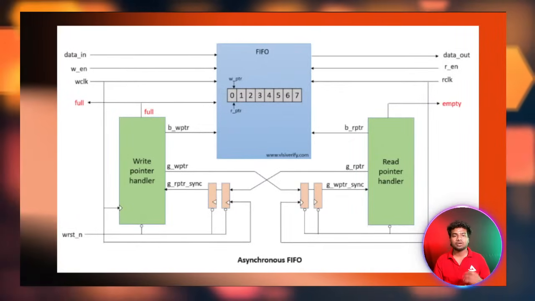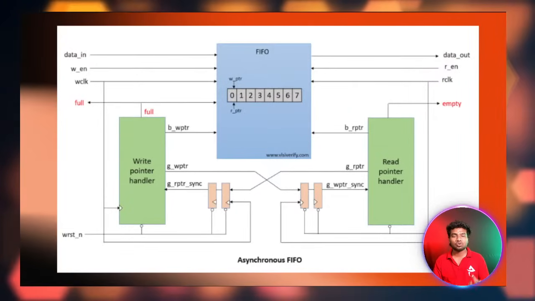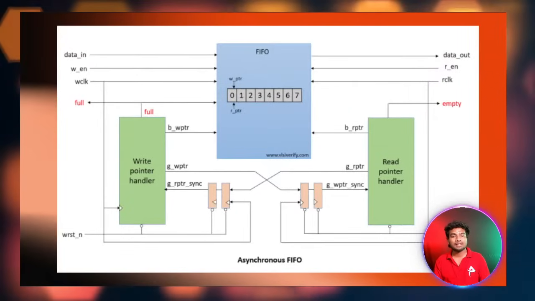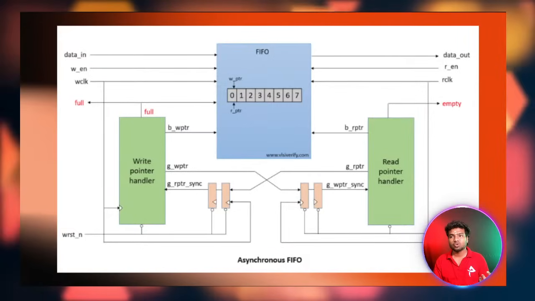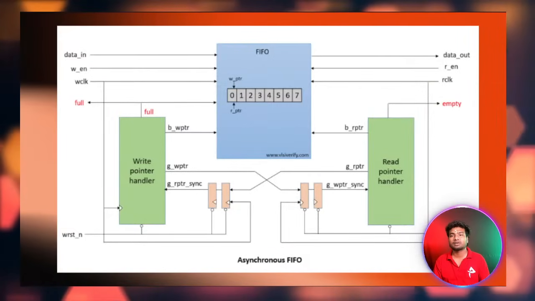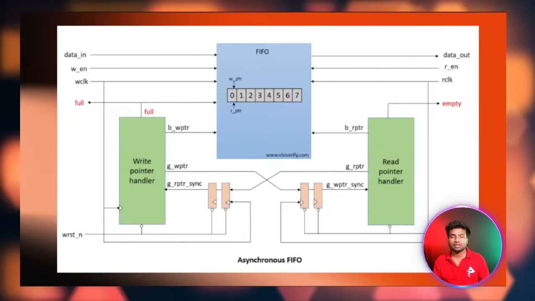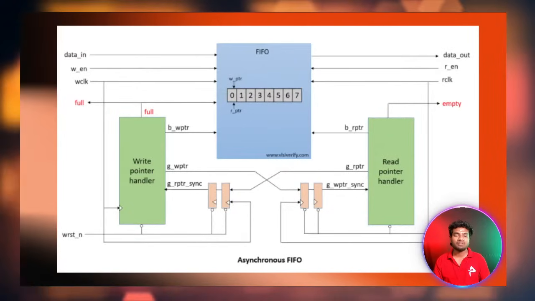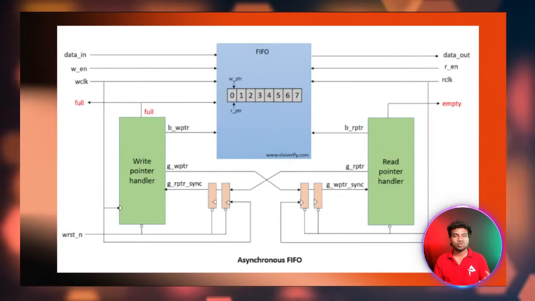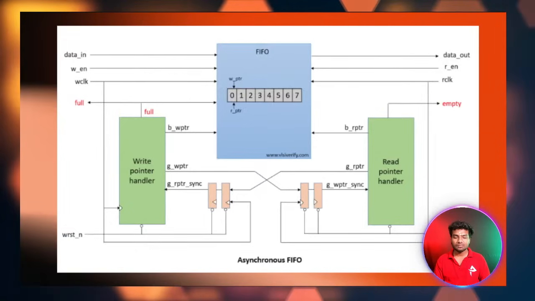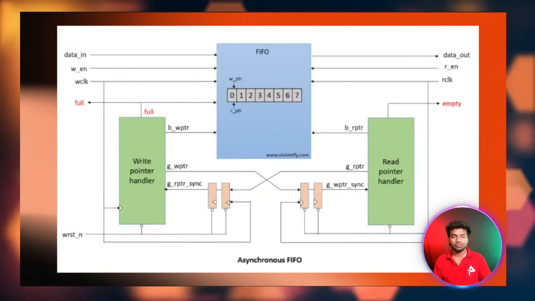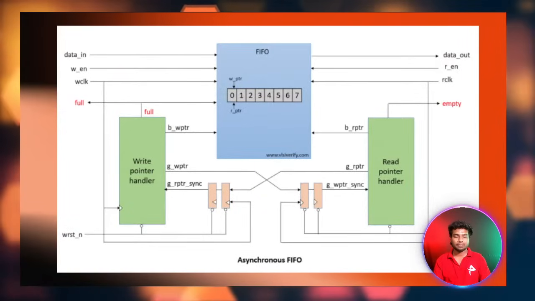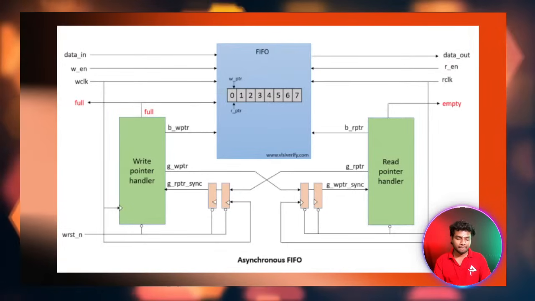To get the result without metastability, without error and without unknown values, you can use this kind of technique. It means the two flip-flop synchronizer. I will show you the circuit in the upcoming slides. I think it's clear for you. I hope you are getting my point about the FIFO buffer.